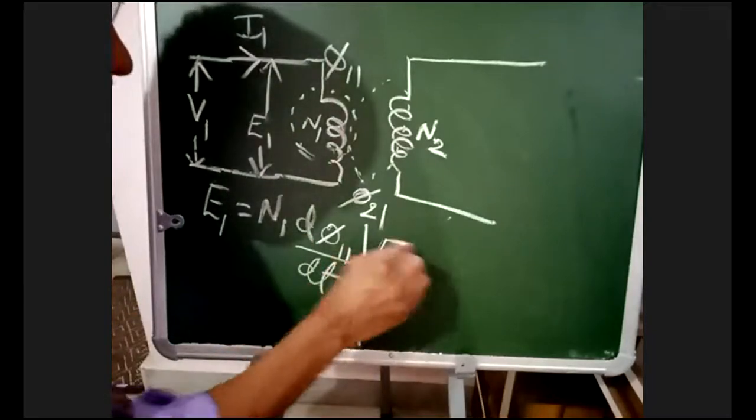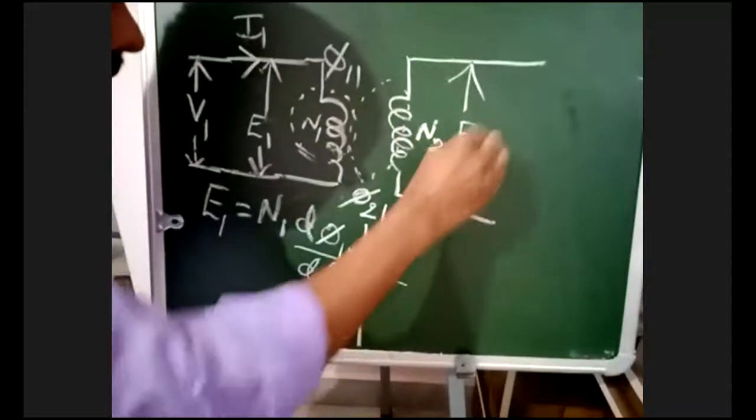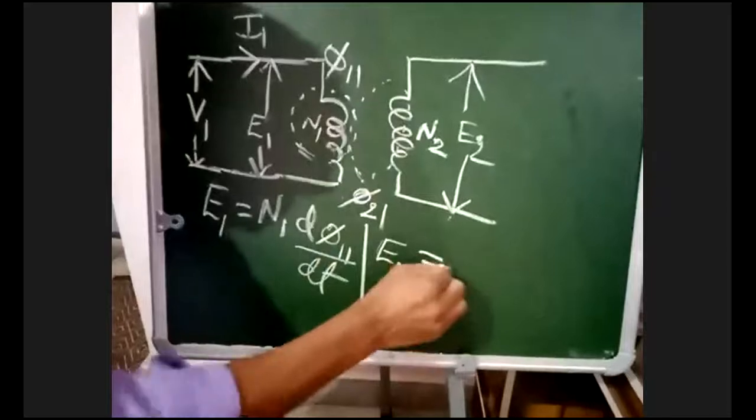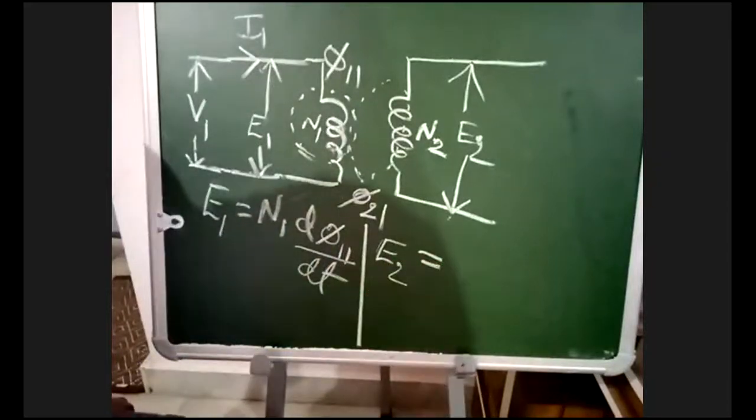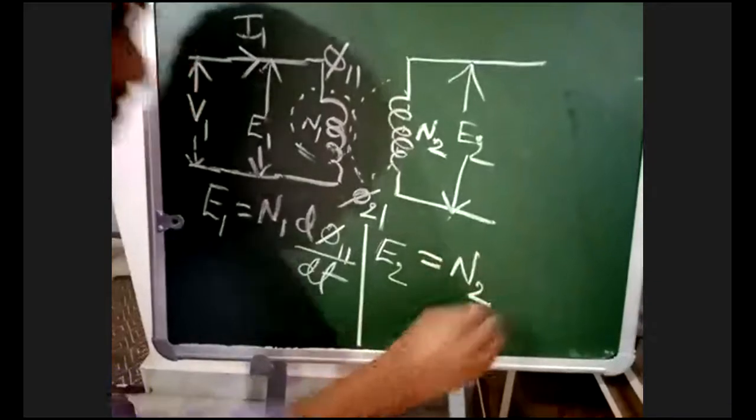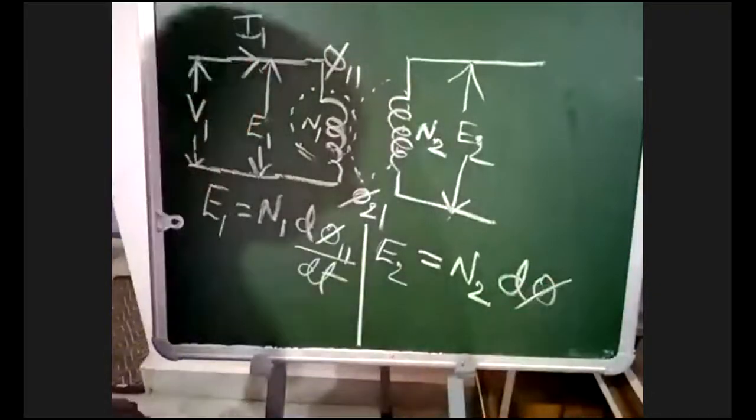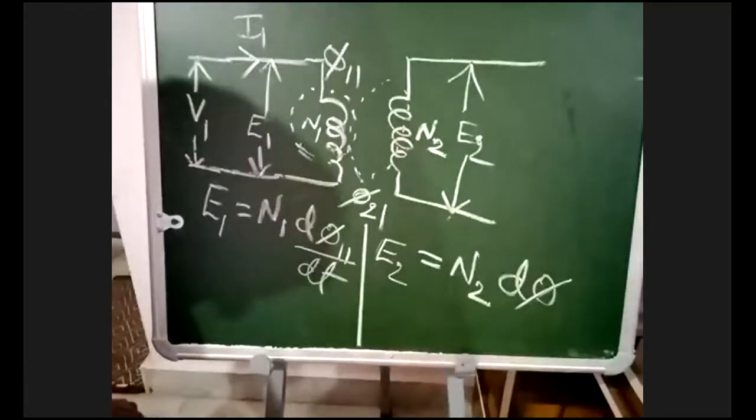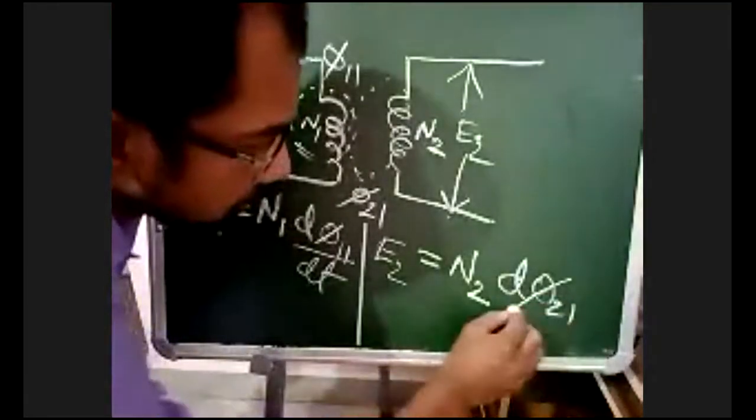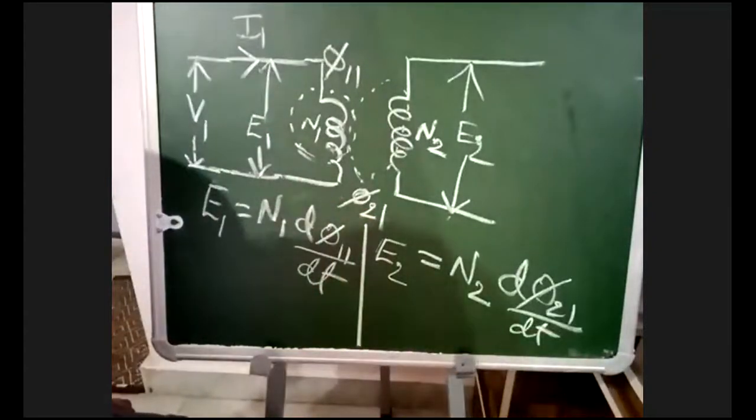Now what is the EMF induced in the second coil? What is the number of turns in the second coil? N2. What is the flux in the second coil? d Phi21 by dt. Okay. Why is it called Phi21? Why not Phi12?